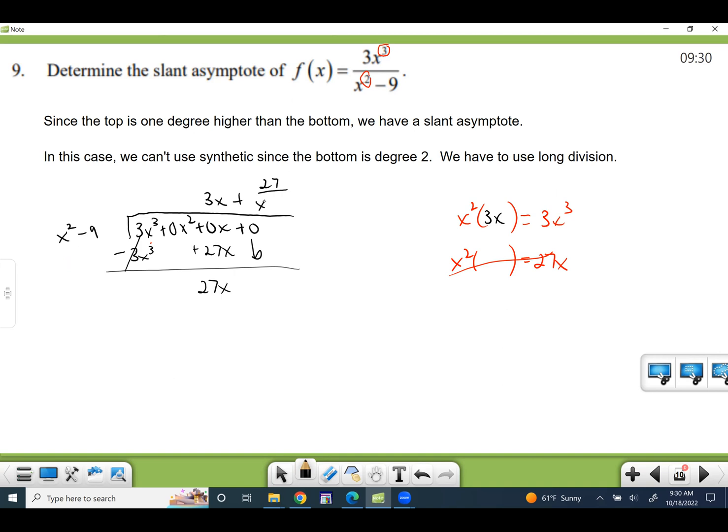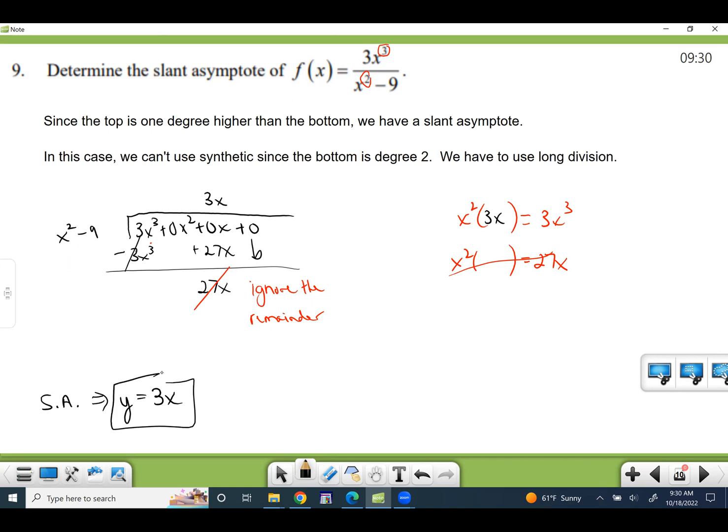But wait, we said a second ago, I got to remember that I'm doing asymptotes here, right? We're supposed to ignore the remainder. So what this means is we have a slant asymptote of y equals 3x. That's going to be our slant asymptote. Okay. So let's go see what that looks like in the graph.